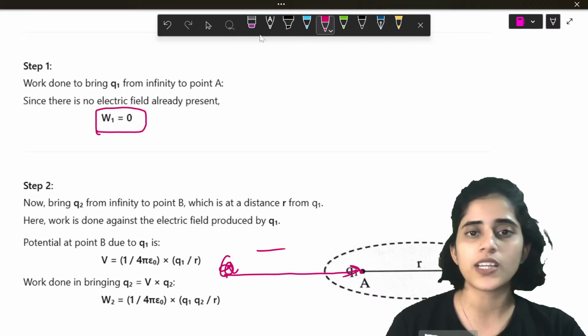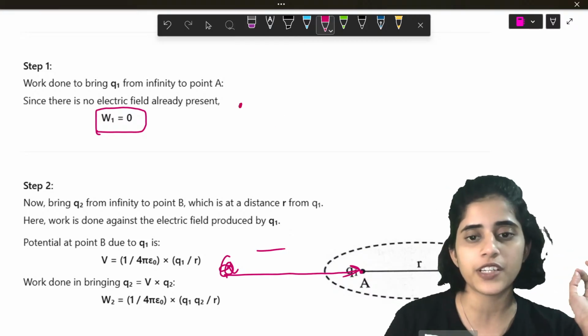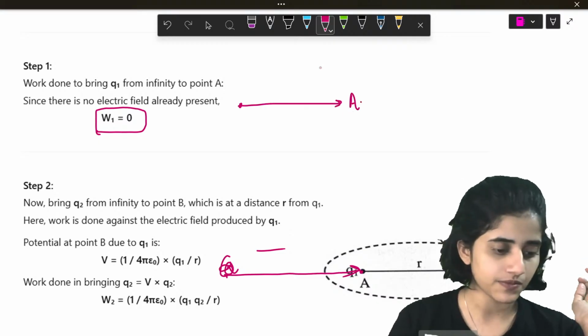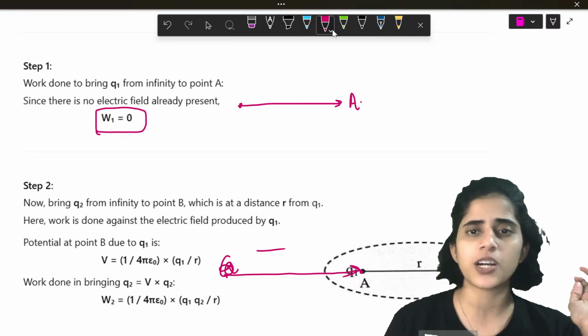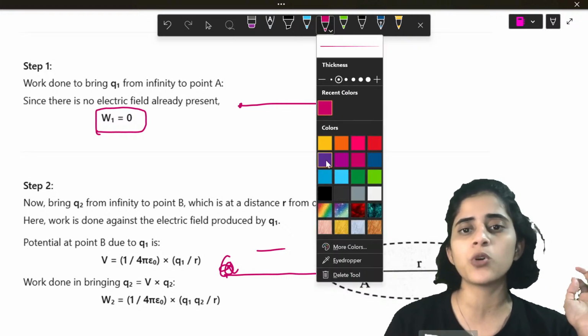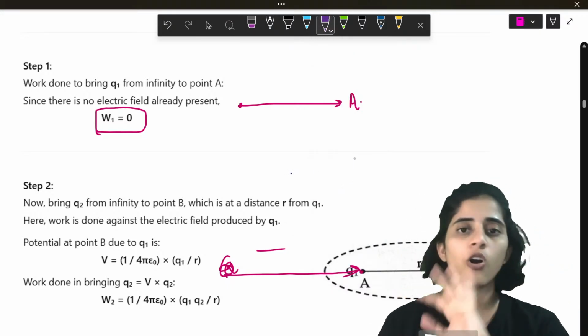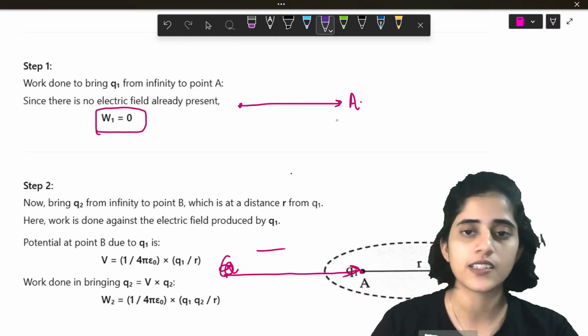So this one I will explain it properly. Initially, from infinity, I am bringing a charge to a point A. You don't have to study all chapters. You can check on weightage. You have a blueprint, right, on which chapters have how many marks. So first study all the high weightage chapters.